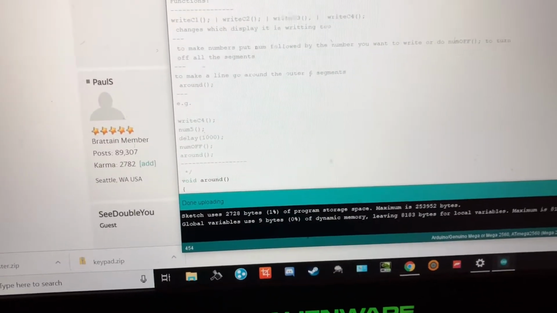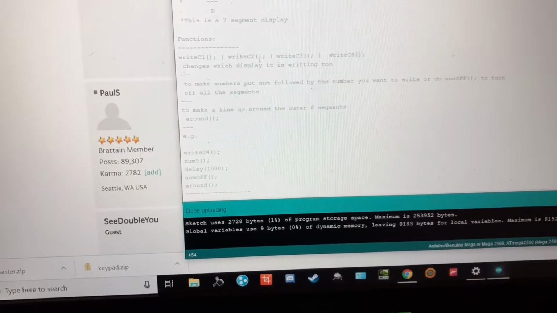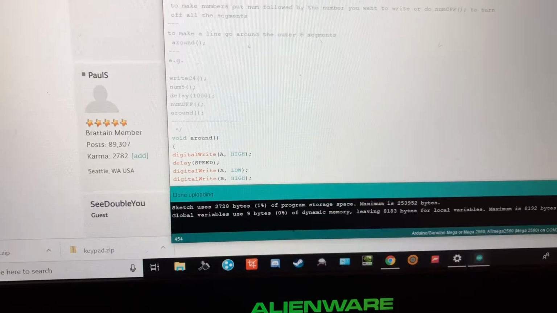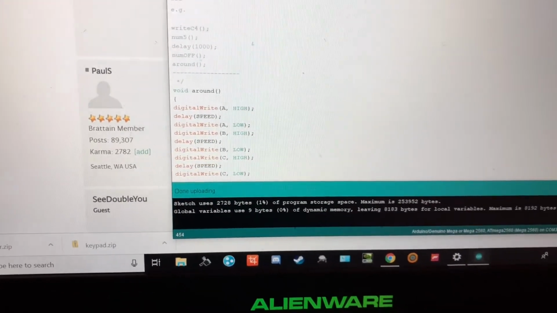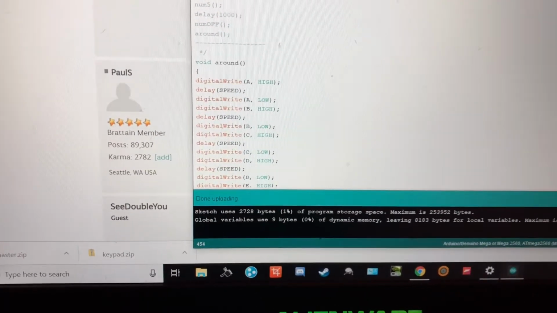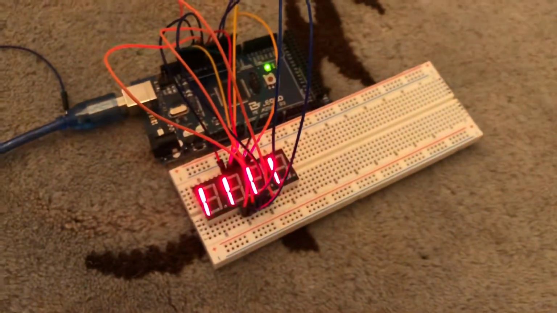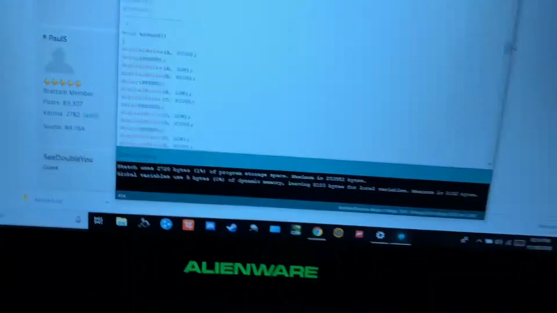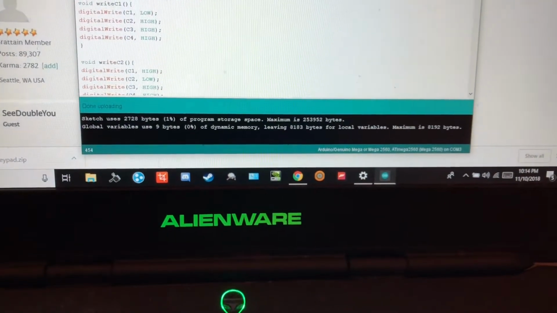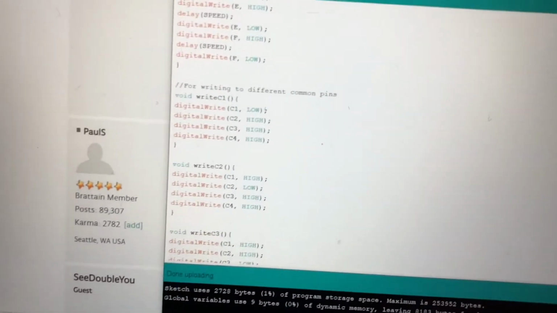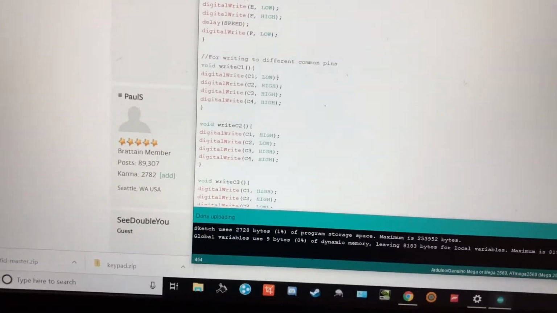And there's some stuff of how I programmed it. This is help, so I can remember how to do it. Then over here is a bunch of functions. This is the around function that does the circles at the beginning here. And then after that, there are functions for writing to different common pins, which is basically the different digits.